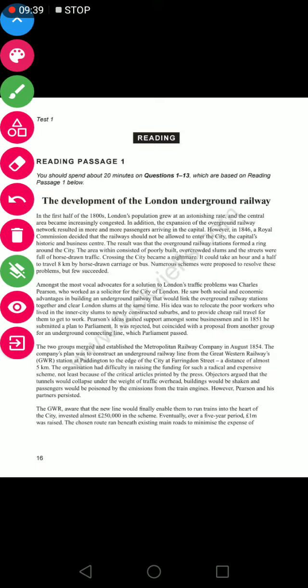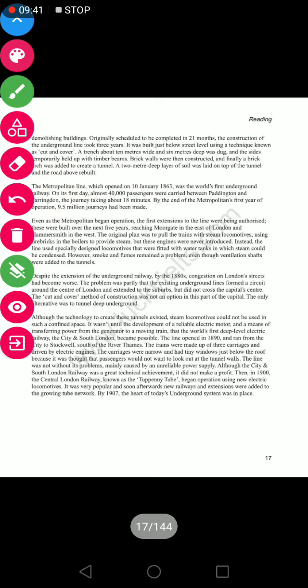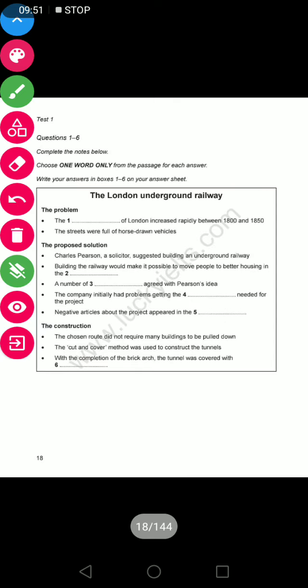Students, IELTS reading, IELTS speaking, IELTS listening, everything in IELTS, each module is based on paraphrasing. So we have to check which words they use in questions and which words they use in paragraphs. If we can check these words clearly, then we can easily find our answers.